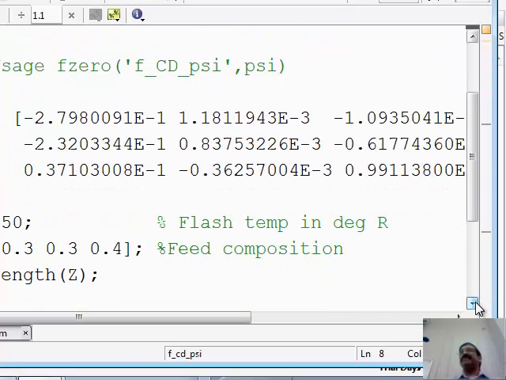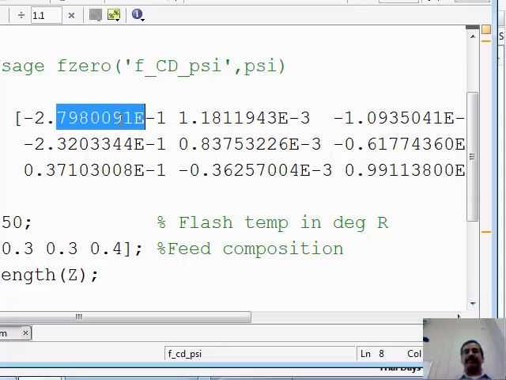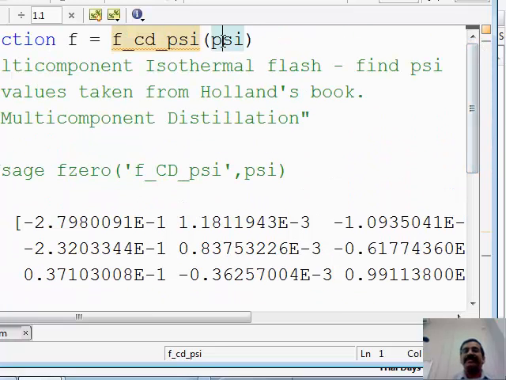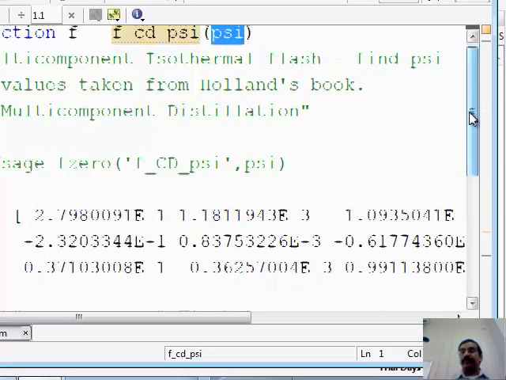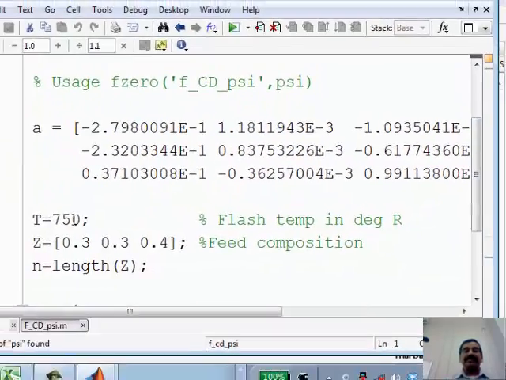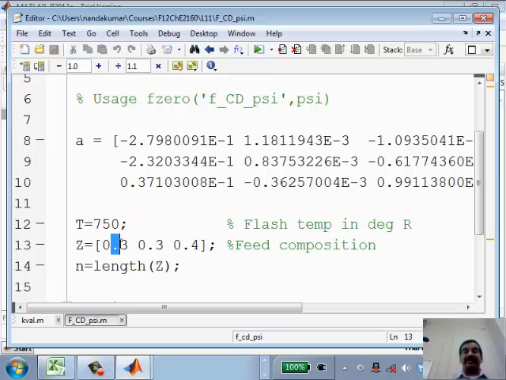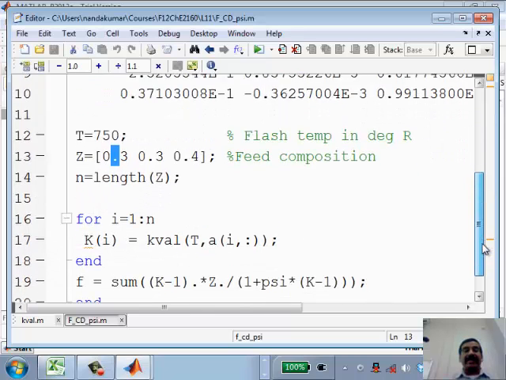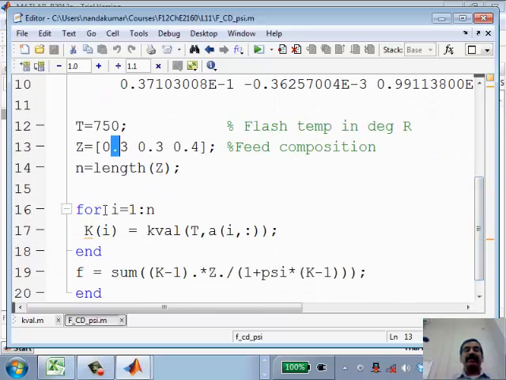So it is a 3 by 4 matrix, but the first row has the material for ethane, second row for propane, third row for butane, etc. And the way that I have written this one is it has only psi as the unknown. I am solving the very first problem where temperature is given and psi has to be found. Okay, so the temperature is given as 750, so I defined that. Z is given as 0.3, 0.3, 0.4, the feed composition. I defined that. And then I find out how many elements are there in Z. And this is the difference. From line 16 to 18, you tell me, what am I trying to do?